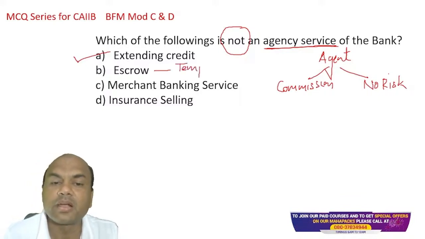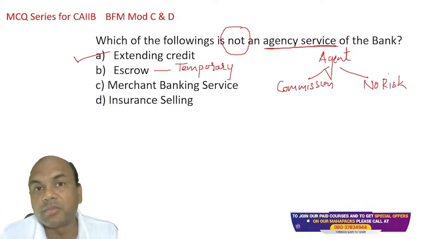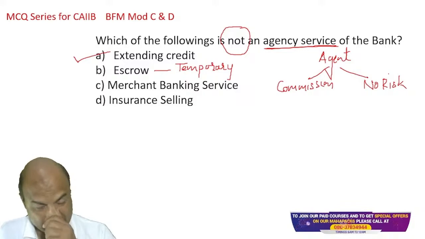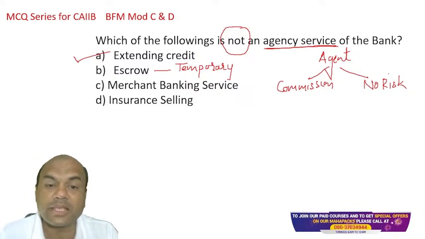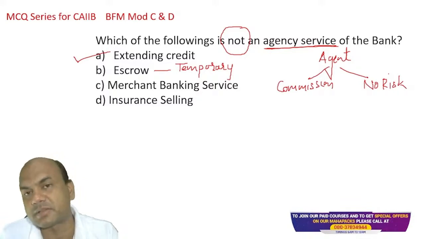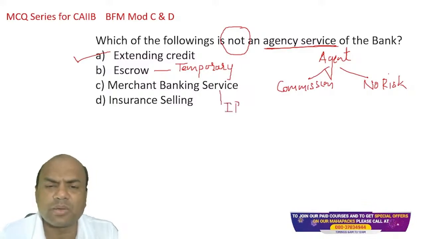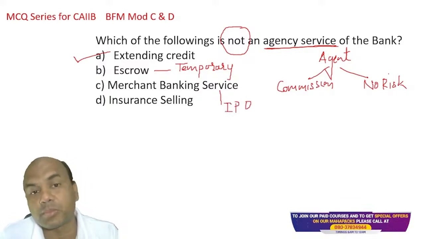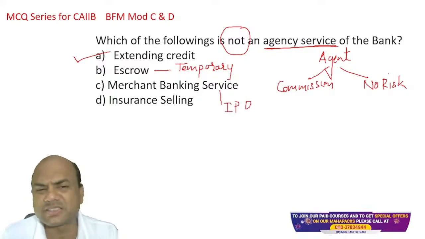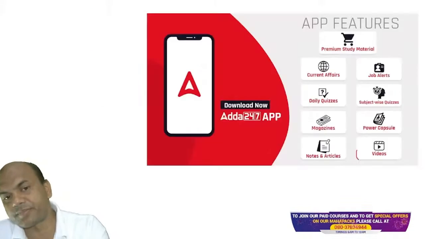Temporary account. It is opened generally when there is a project to be done between two companies. Okay, so that is an escrow account. Merchant banking services. So this is also an agency service. Your bank gets a commission. Where do we get merchant banking services? We generally give this in IPO. It doesn't come to you at a retail level. It goes at a corporate level. Insurance selling. This comes to you. You also do the same thing, right? So not an agency service is extending credit.